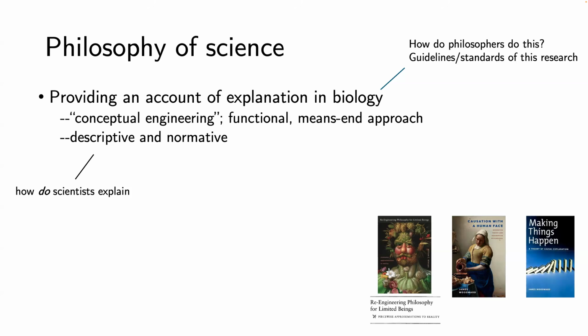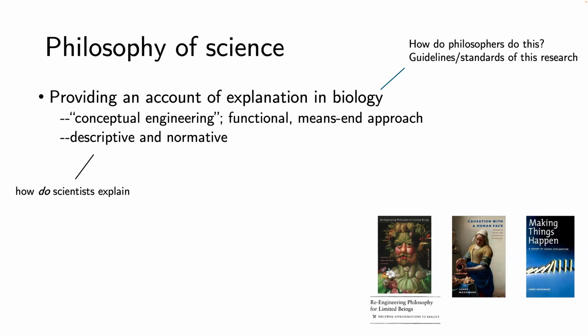What are the methods they use? What are the explanatory targets they're interested in? What do they cite as relevant to those targets? So this is ensuring that philosophical work is engaged with scientific practice, scientific methods. When we're providing an account of explanation in biology, we want to capture how do scientists actually explain.